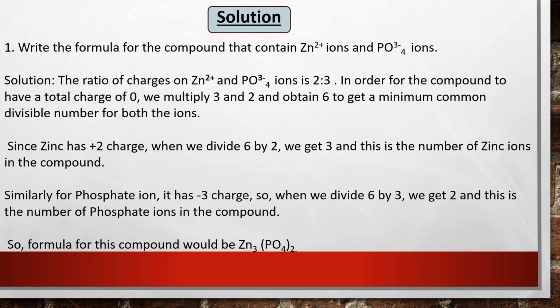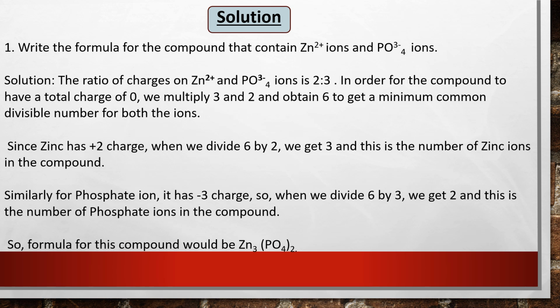Here is the solution for our first problem, which was write the formula for the compound that contains Zn2+ ion and PO4 3- ions. The ratio of charges on Zn2+ and PO4 3- ion is 2:3. In order for the compound to have a total charge of 0, we multiply 3 and 2 and obtain 6 to get a minimum common divisible number for both the ions.